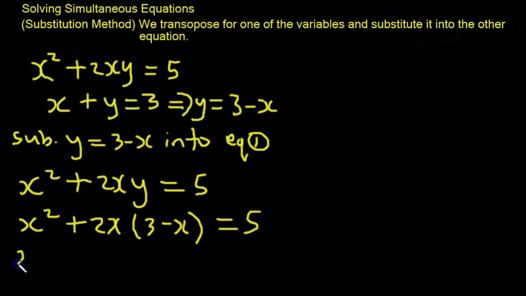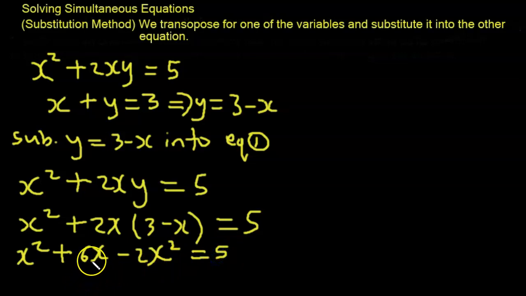So we'll have x squared plus, expand means to multiply each term in the bracket by 2x, whatever is outside. In this case 2x is outside. So 2x times 3, that's 6x. And 2x times minus x, that's minus 2x squared, equal to 5.